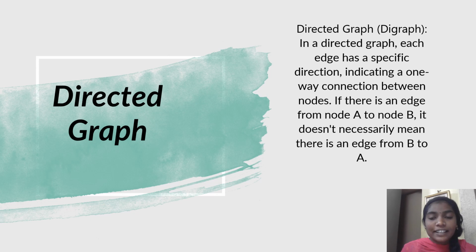A graph is said to be a directed graph if all the edges in the graph have directions. That means in a directed graph, each edge has a specific direction, indicating a one-way connection between nodes. If there is an edge from node A to node B, it doesn't necessarily mean there is an edge from B to A also.